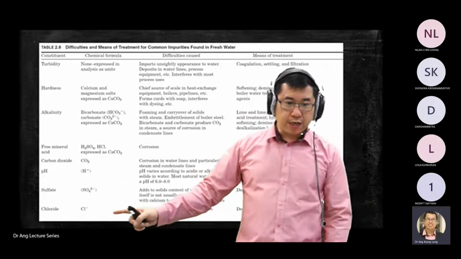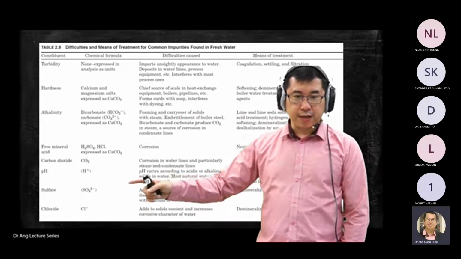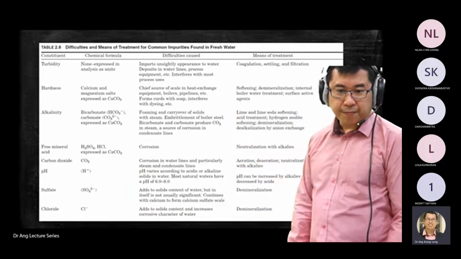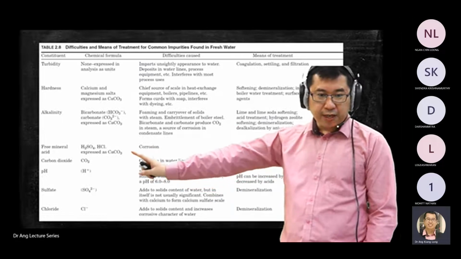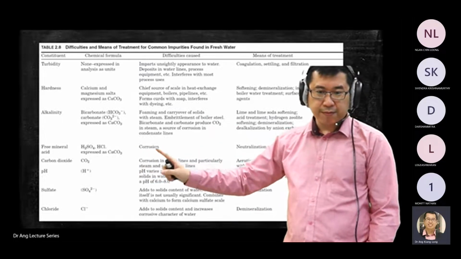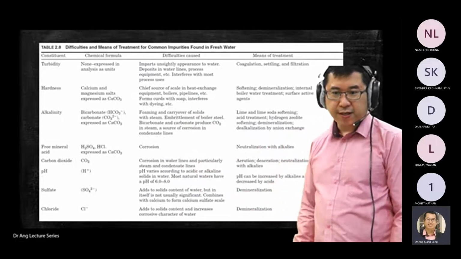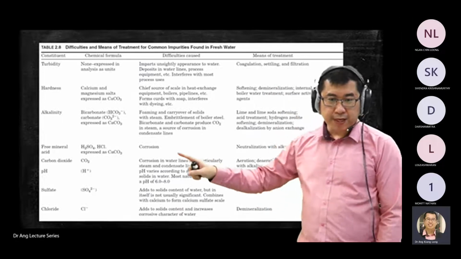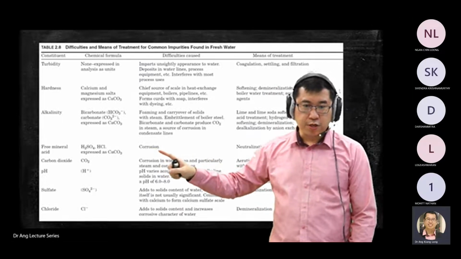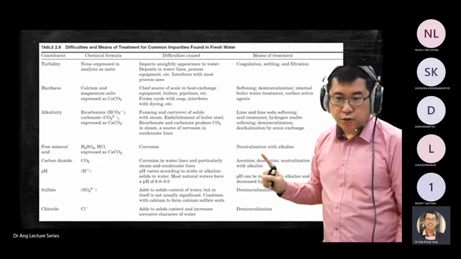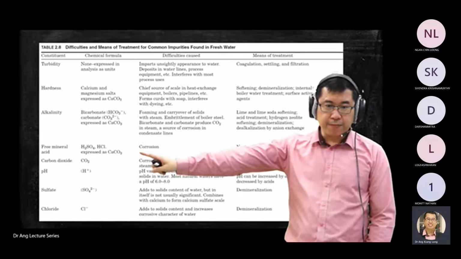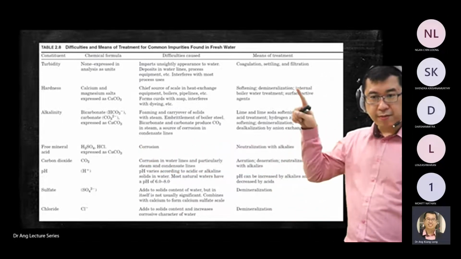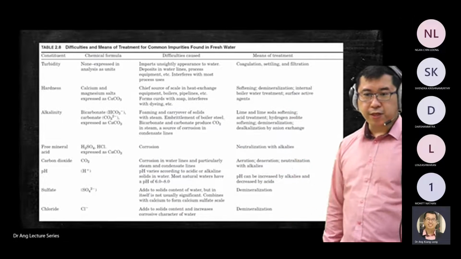Just now we also covered the chloride effect, Cl negative. The difficulties caused, you can read. For example, free mineral acid causes corrosion, and all these you can read. And the means of treatment, so how do you treat? For example, I take this one, free mineral acid, it will cause corrosion. How do you treat? You neutralize with alkalis if it comes from free mineral acid sources. So these are the methods to solve the problems.